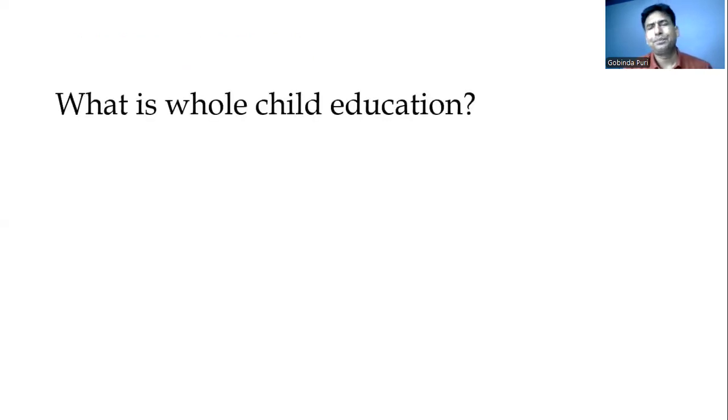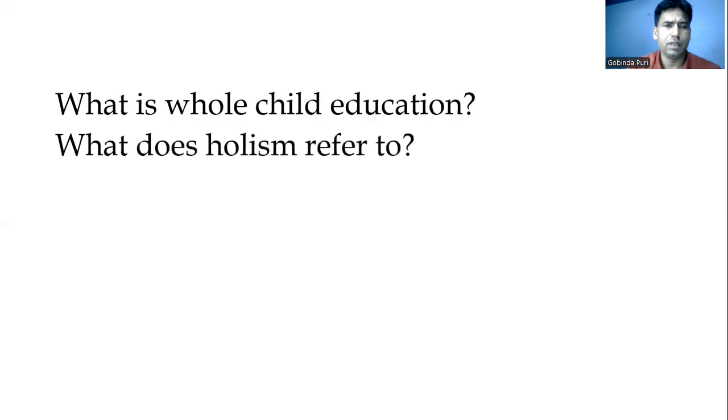So now, what is whole child education? This question is very important. Holistic or whole child education is the education where we attempt to develop the whole child or whole person. Whole person means that it integrates all aspects: intellectual, physical, social, emotional, aesthetic, and economic, financial, everything comes there.